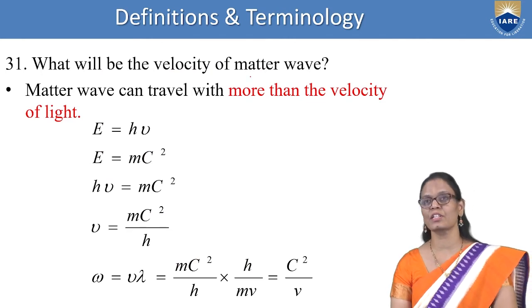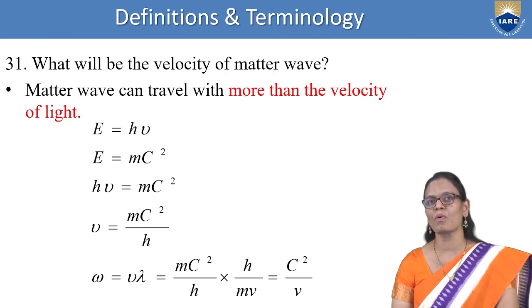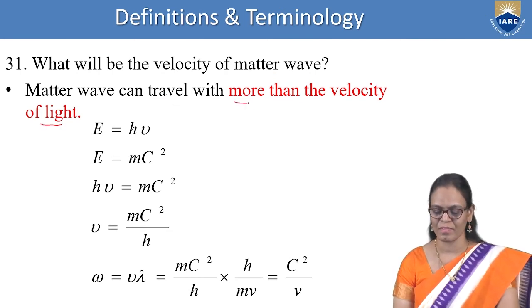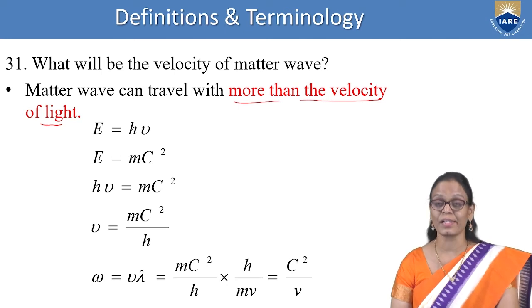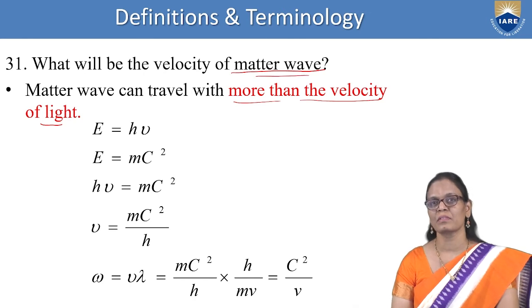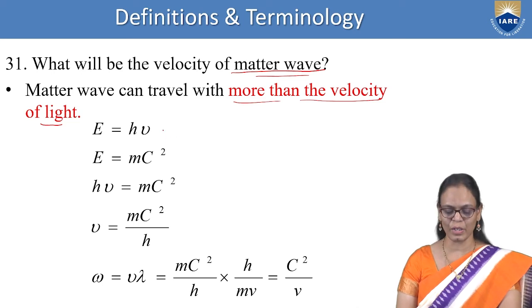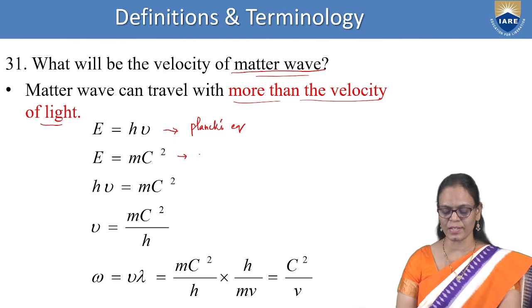Now what will be the velocity of matter waves? Matter waves can travel with more than the velocity of light. How is it possible? We don't know any particles that travel with velocity greater than the velocity of light. So we are trying to understand how we say that matter waves have velocity greater than the velocity of light. We'll take Planck's equation, E is equal to h nu, and we also take E is equal to mc square, which is Einstein's equation.